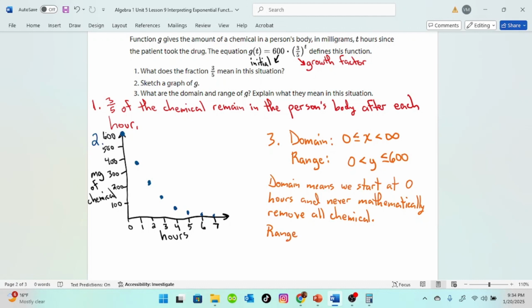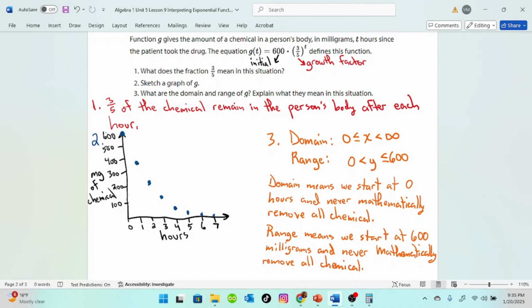The range means we start at 600 milligrams and never mathematically remove all chemical.